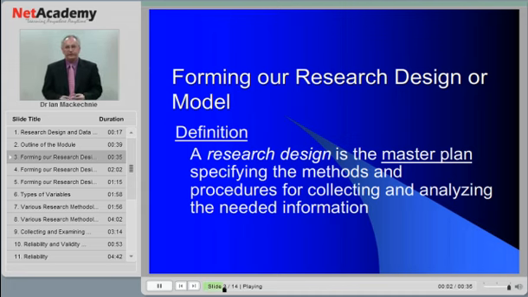What is research design, and what is a research model? Well, it has been defined as a master plan, and it's probably the best way to look at it. It is a plan of what we are going to examine and how we are going to examine it and why we are going to examine particular areas within our research which make up our design or our plan. It specifies the methods and procedures for collecting and for analysing the needed information.